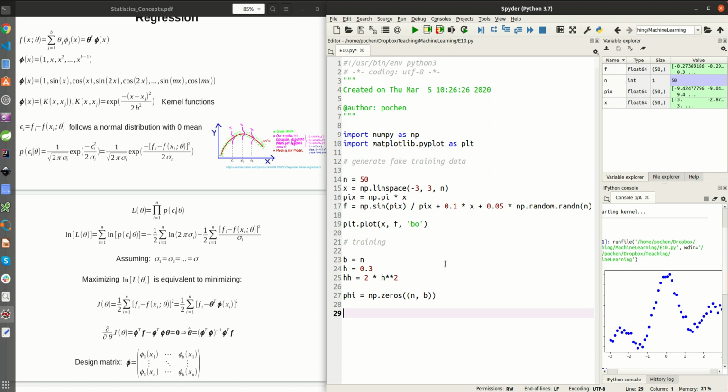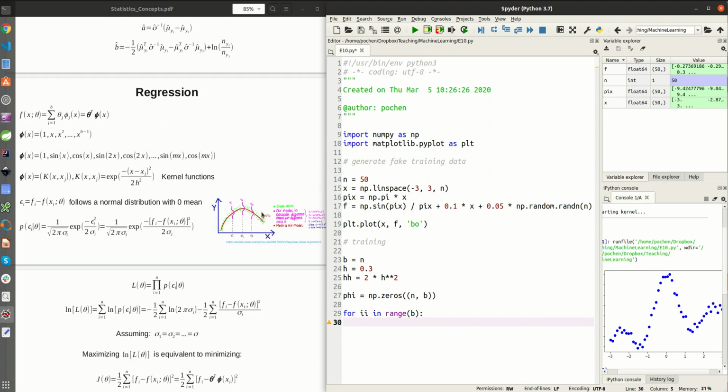And now let's construct each of the different columns inside this design matrix. So for ii in range b, how many columns? b columns. And then each column is just this exponential or Gaussian function. Phi, the ith column, is going to equal what? It's going to equal exp of minus x.